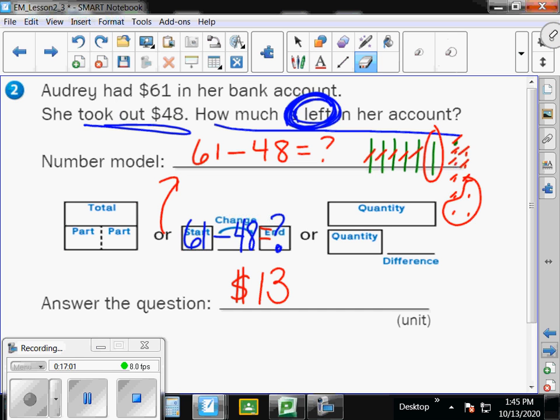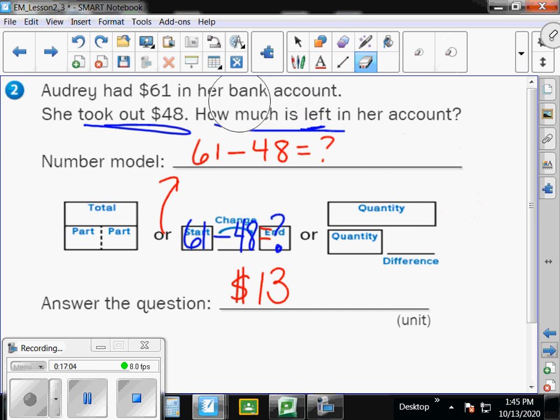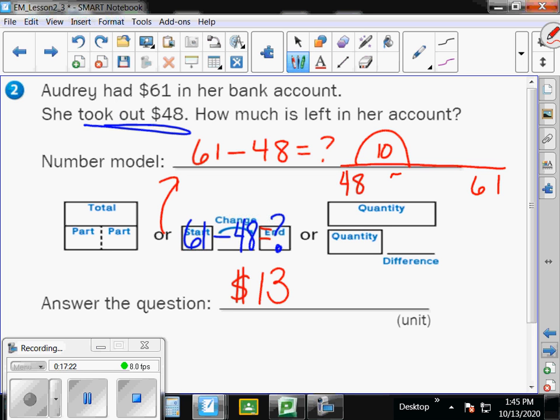All right, let me do 61 minus 48 another way. Instead of the base 10 blocks. Again, subtraction, I'm finding the difference between two numbers. Draw an open number line. Start with your small number. Jump to your big number. Jump by 10s, then jump by 1s. So 48 plus 10 is 58. And now I'm going to jump my 1s. Now I can jump 1 at a time, or I can jump a couple at a time. I'm going to jump 2 to get to 60, because that's easy math. And then from 60 to 61 is only one more jump. Put all of these jumps together, 10 plus 2 plus 1, and again, I've got my $13.